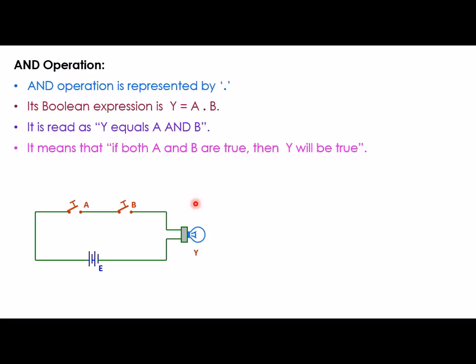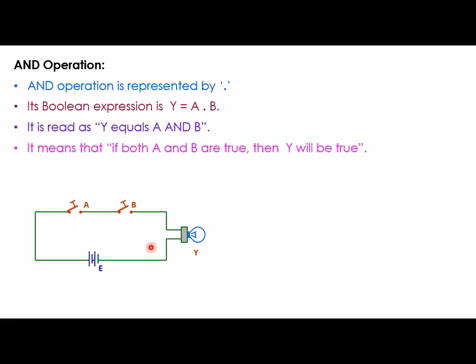Now suppose switch B is closed. If switch B is closed, do you think this bulb will glow? No, this bulb will not glow. Now second case, if switch A is closed and B is open, then also this bulb will not glow because this is an open circuit. There is no connection between these two terminals, right?